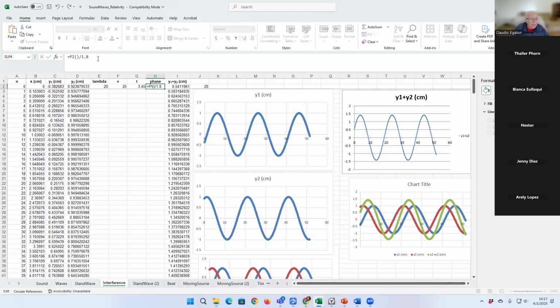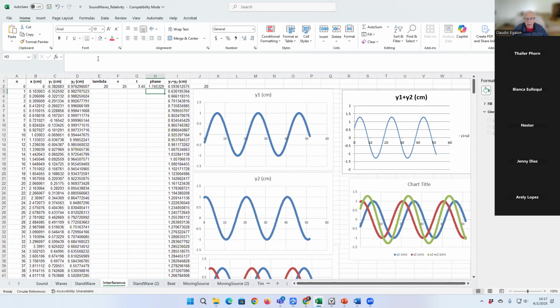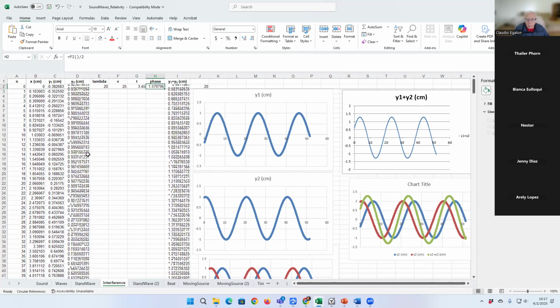I'm going to put 1.8 now until I get to pi. Okay, here you go. Now it decreases even more. Okay, it decreases even more. The amplitude is less than 1.5. Let's go back to what we had before.